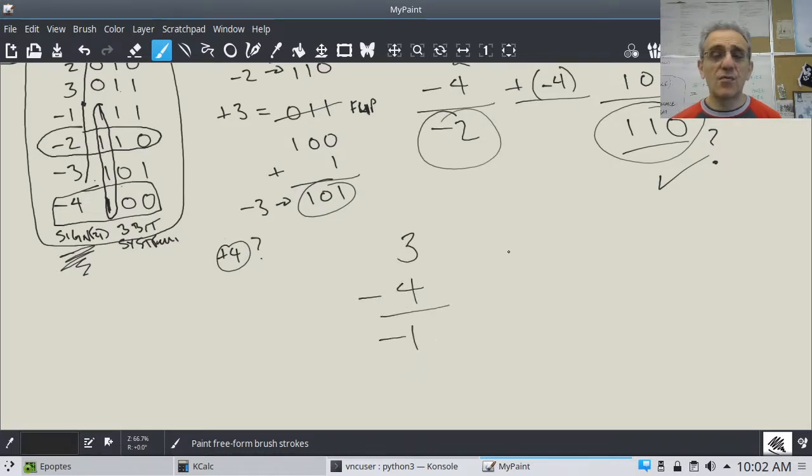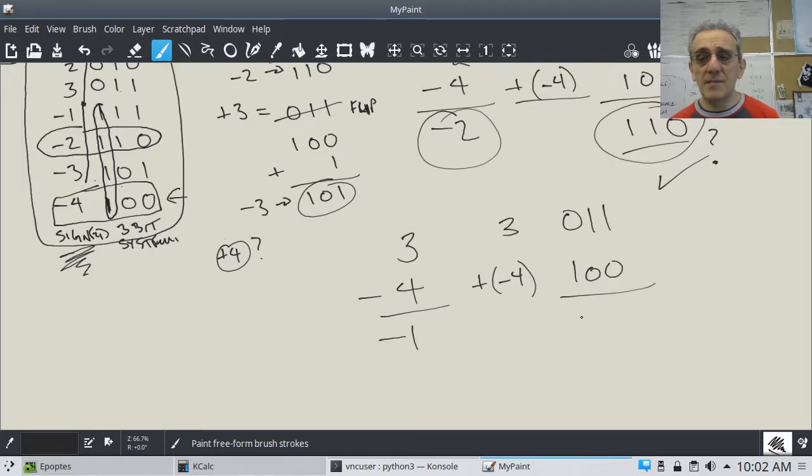That's going to give me negative 1. That's the same as 3 plus negative 4. 3 is 0, 1, 1, and a 4 is 1, 0, 0. And now when you add them, you get 1, 1, 1. And what's 1, 1, 1? There it is. It's negative 1. Correct. Remember, this is a sign system, so anytime a number starts with a 1, it's a negative number. Okay?